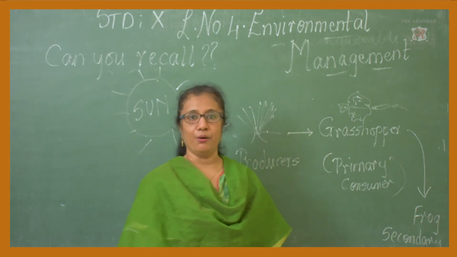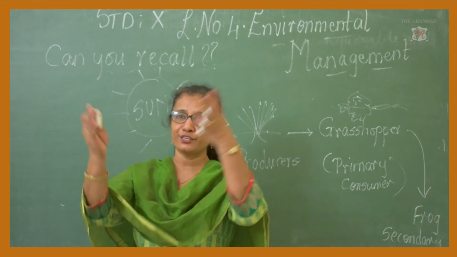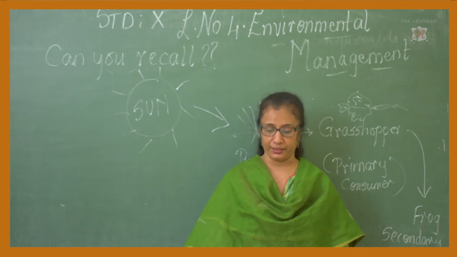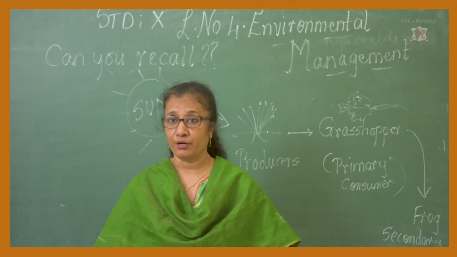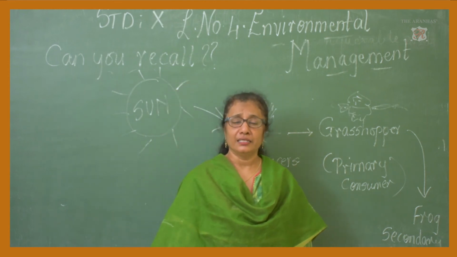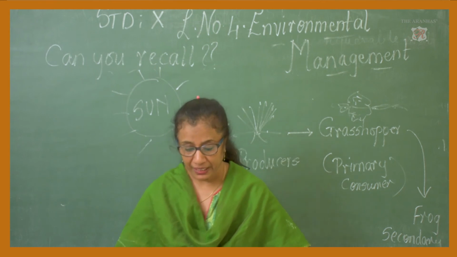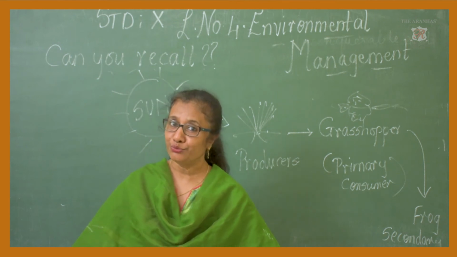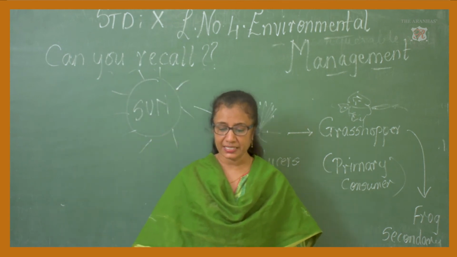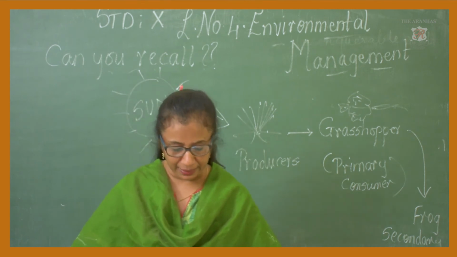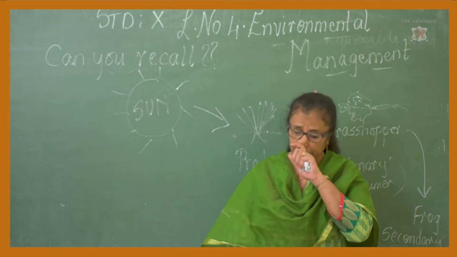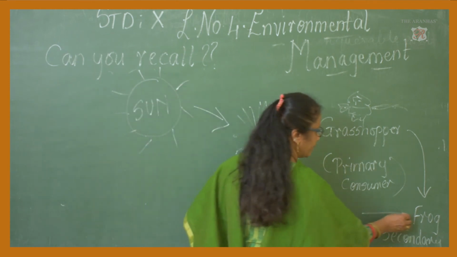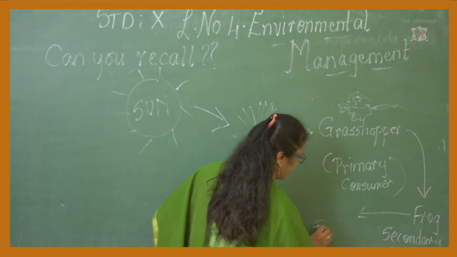Alright? Now, life has to go on. There are very different types of creatures existing on the earth. So many species are present on the earth. But try to understand and just listen to me. The frog is a food for some other animal. Why? Because it is eaten by a snake. A frog is always eaten by a snake.